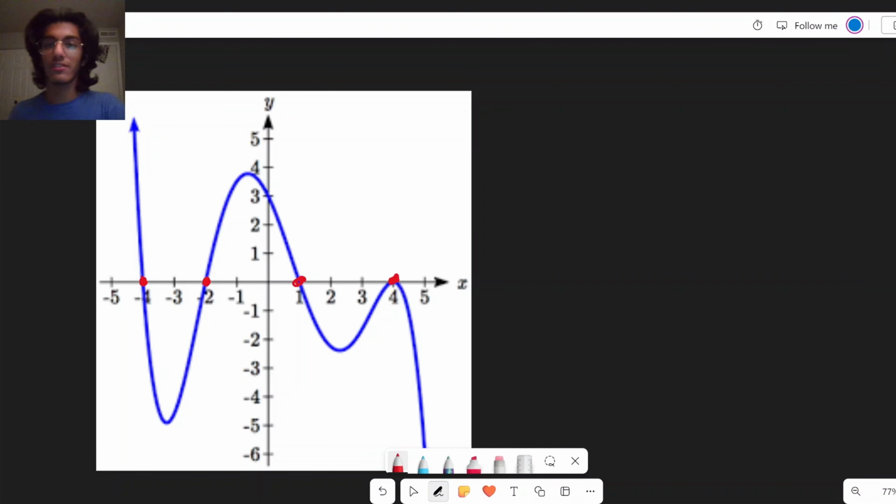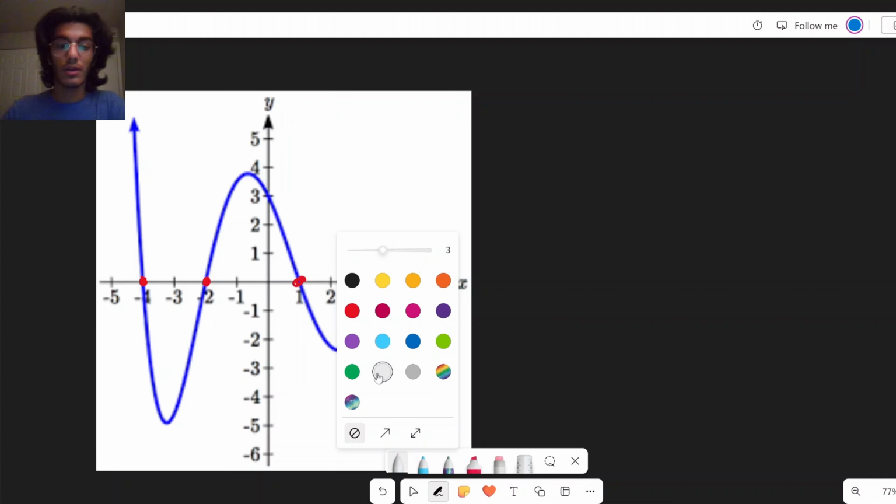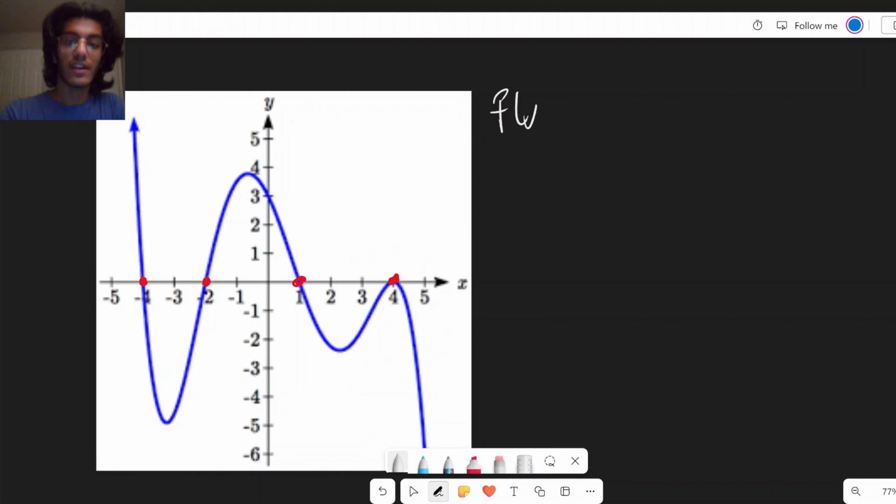Okay, what does that mean for it to intersect the x-axis? Well, that basically means that at whatever value x is, the function itself equals 0. So f of x would equal 0 when the graph crosses the x-axis for whatever input x. So in this case, it would be -4 or -2 or 1 or 4.